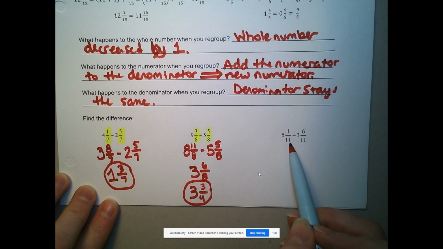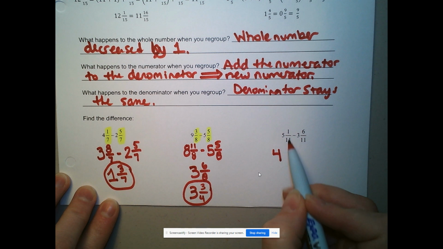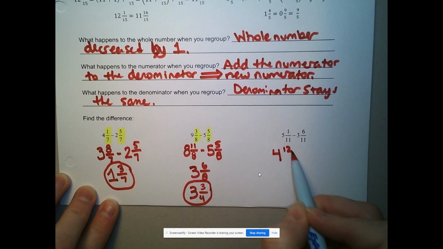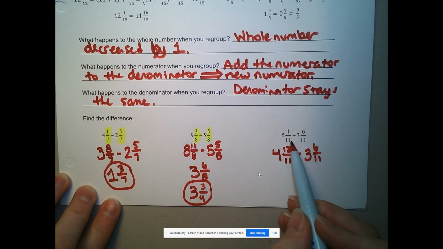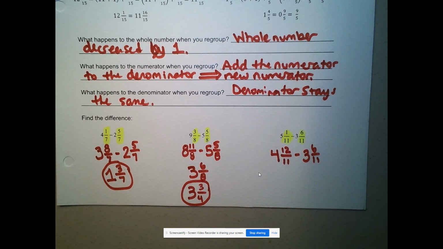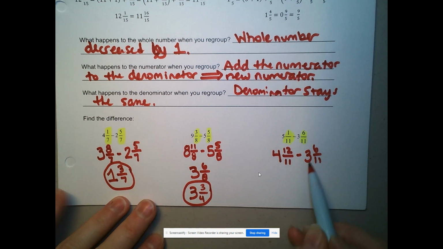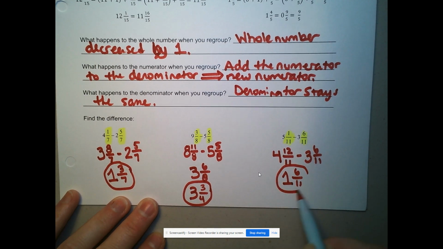5 and 1/11. The 5 is going to drop down to a 4. The 1/11, if I add the 1 and the 11 together, I get 12, and the denominator stays 11. And now I can take away my 3 and 6/11. Before, 1/11 take away 6/11 was going to get into the negatives, but not now. 4 take away 3 is 1. 12/11 take away 6/11 is 6/11, and I'm done.